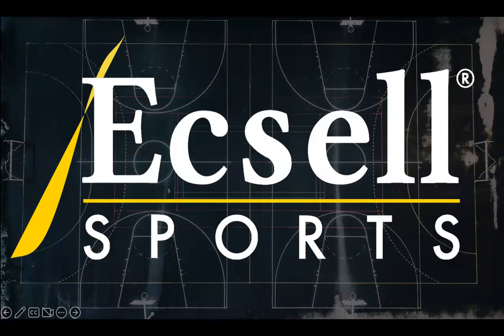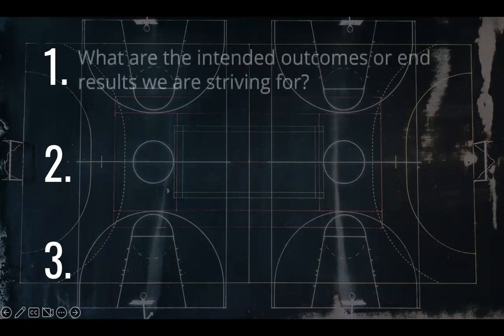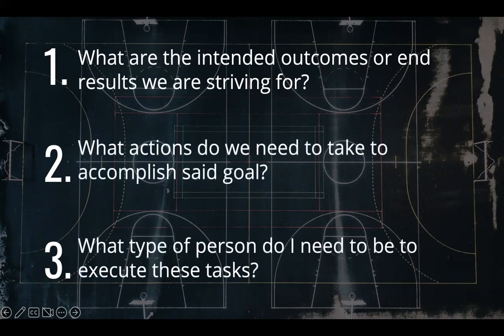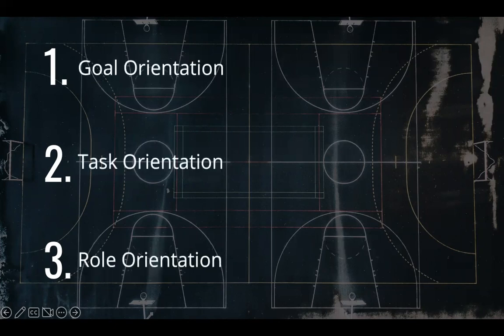Welcome back. For the purposes of the 200 level e-learning modules, we're going to explore three fundamental questions when it comes to learning and development. Those questions are, what are the intended outcomes or end results we are striving for? What actions do we need to take to accomplish said goal? And what type of person do I need to be to execute these tasks? These can also be referred to as goal orientation, task orientation, and role orientation.